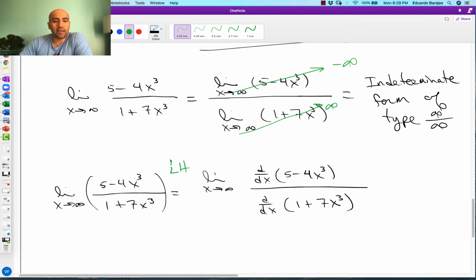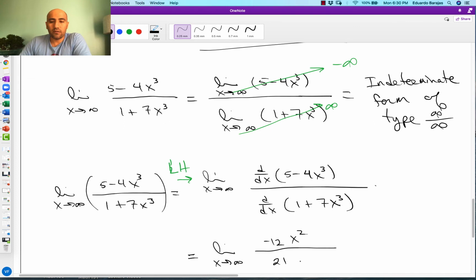Make sure you identify when you're using L'Hopital's rule. That allows that to happen. On the test, when you show your work, please identify with something like this, or some sort of indication, when you're implementing L'Hopital's rule. Okay, so now this becomes equivalent to the limit as x approaches infinity of this ratio, which is going to be 0 minus 12, so minus 12x squared, and in the denominator, we'll have 21x squared.